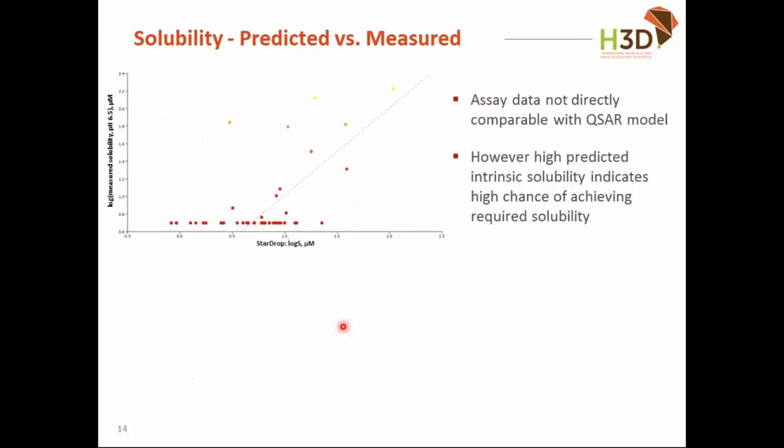So we had a look at that, and unfortunately the predicted solubility is known to be not very reliable to correlate with the measured solubility. But what we can see is that if we have a high predicted intrinsic solubility, we have more chances to have high solubility in our assay.